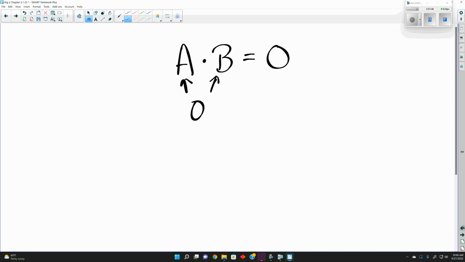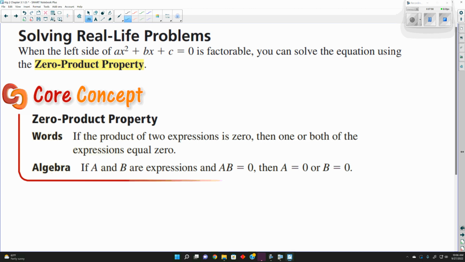Okay, so let's see here. Zero product property: if the product of two expressions is 0, then one or both of the expressions equal 0. That's all the zero product property is stating. So if A and B are expressions and A times B is 0, then A is 0 or B is 0. Two things multiplied together to be 0 means one of them has to be 0.